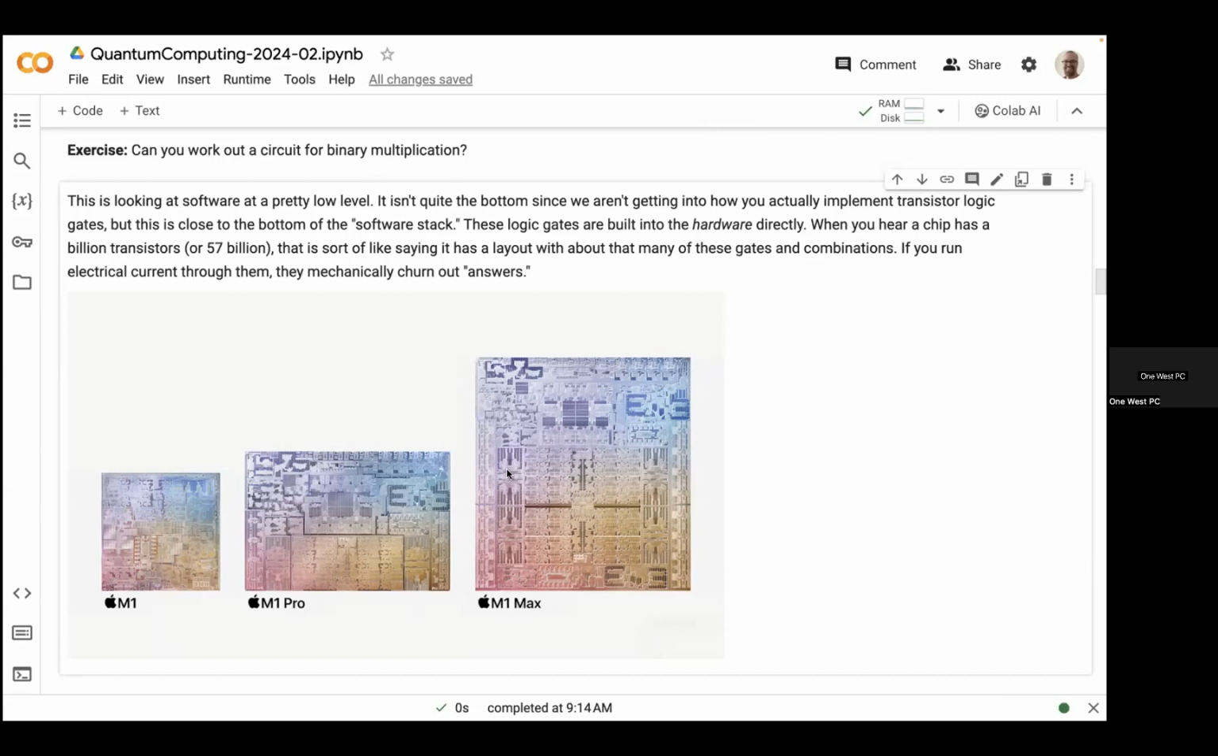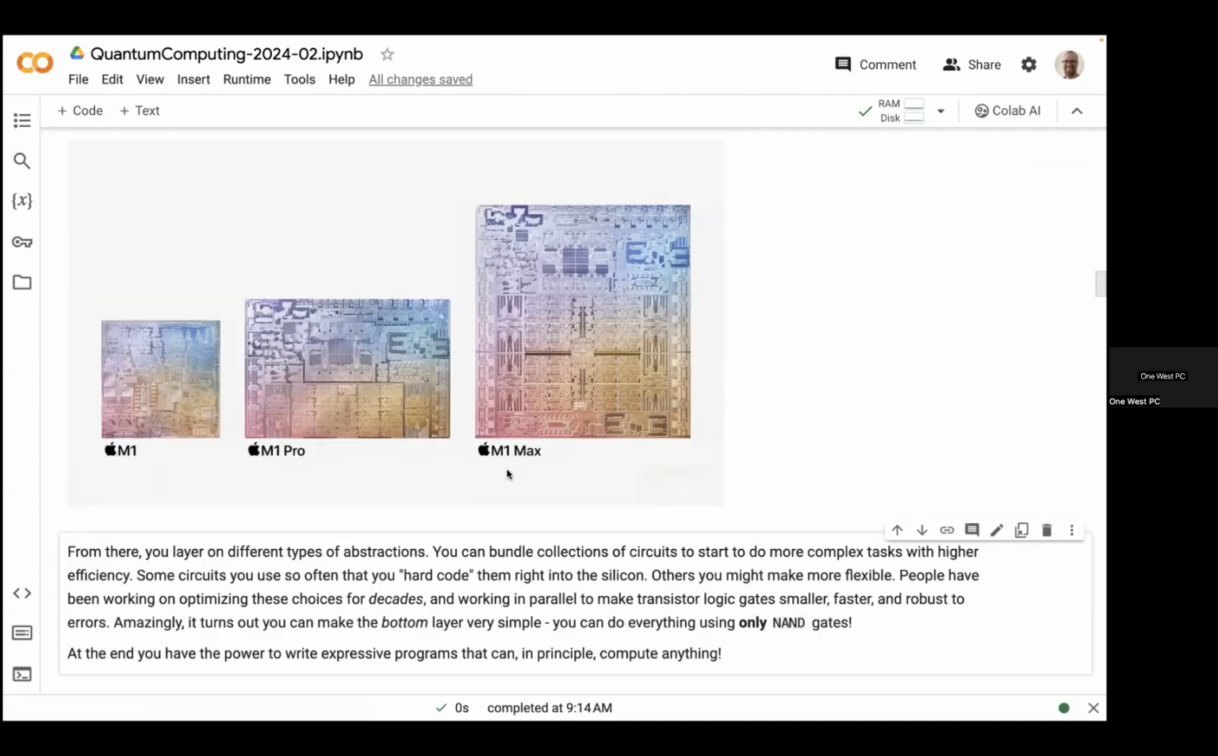And when you hear that a chip has 1 billion transistors or 57 billion transistors or whatever for some of these chips that are on the screen here, what that means is they've got like 57 billion of these little elements all set out in some way, and they're organized to make computation efficient and fast, basically. If you run electrical currents through them, they will churn out little answers. Little numbers go in, little numbers pop out in the registers. There you go, right? And 57 billion of these little elements lets you do pretty complicated computations, right? So, I mean, you can do a lot with these things.